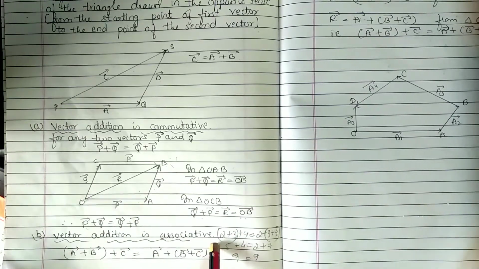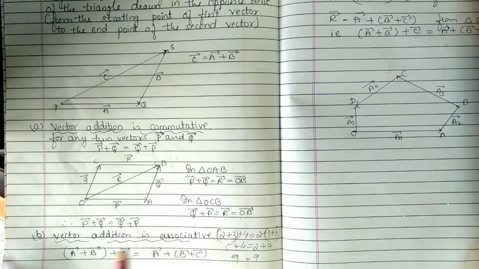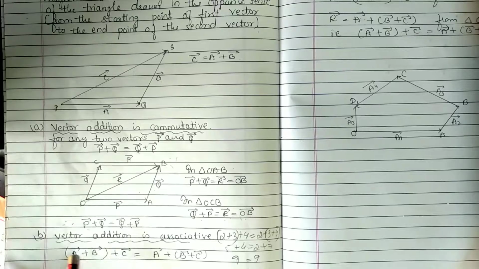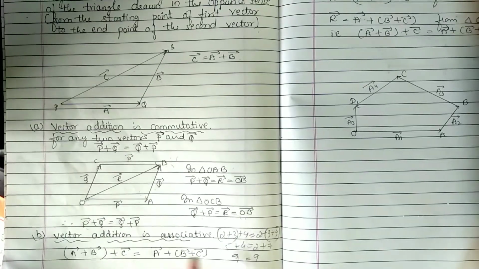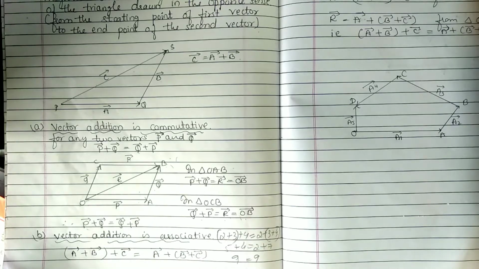So if vector addition is associative, how could we write it? As you know, here we took 3 numbers, so we want 3 vectors. So A plus B plus C, A plus B plus C. But here I grouped A plus B and here I grouped B plus C. How to prove this? We are going to prove vector addition is associative.